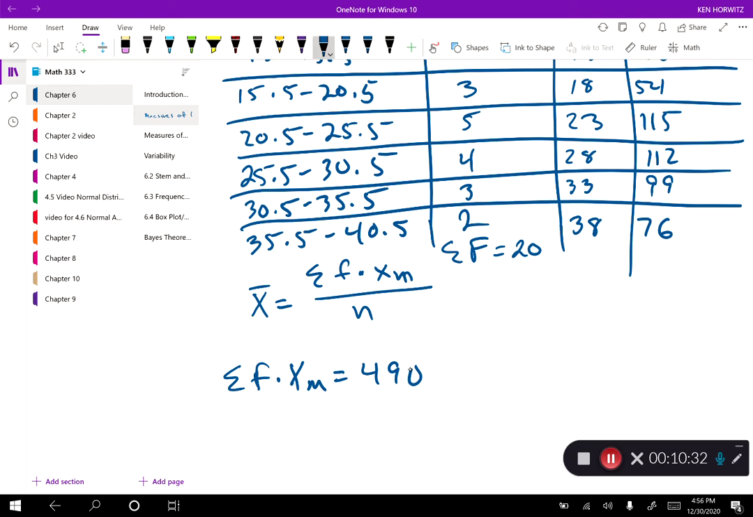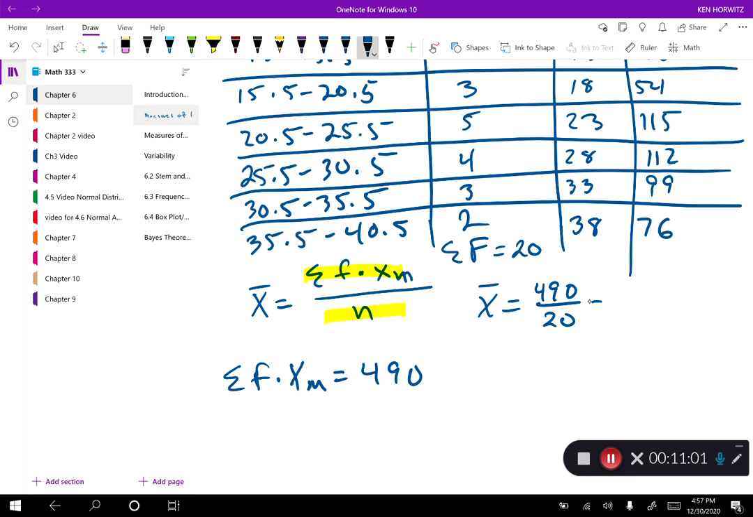Notice here, I just got my top value in my formula and my bottom value in my formula. So we can substitute in those two values. I get x bar equals 490 divided by 20. Why don't you do that quick calculation, and we'll check our answers on the back end. All right, see you soon.